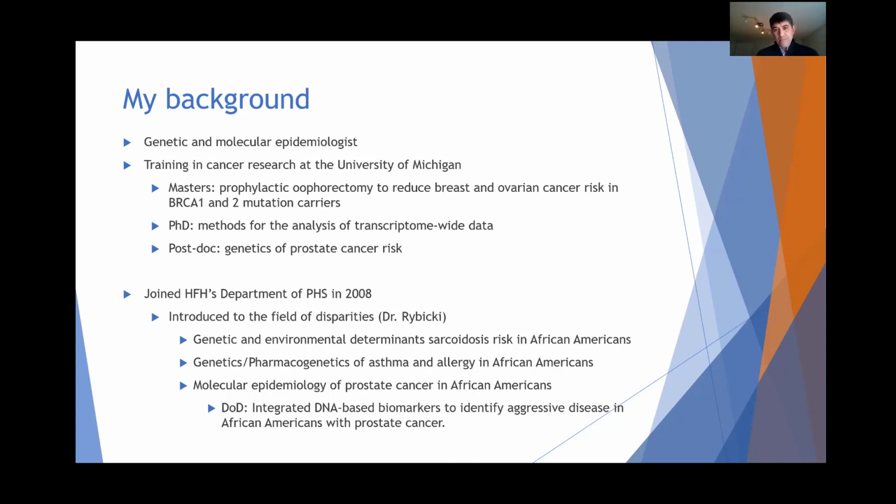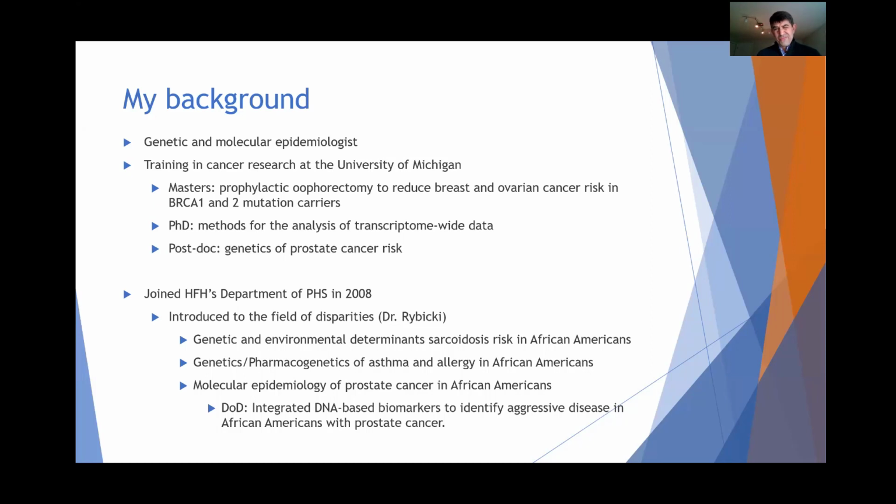And then as a postdoc, I got more into germline genetics and studying the germline genetic risk of prostate cancer. In 2008, I joined the Department of Public Health Sciences at Henry Ford, and I was introduced by a colleague of mine, Dr. Ben Rybicki, our vice chair of epidemiology within the department. He really introduced me to this field of racial disparities, disparities in general, but racial disparities of disease risk and severity. And that is a theme that pervades a lot of the work that we do at Henry Ford and pretty much all of my research.